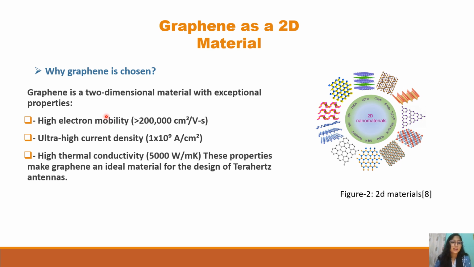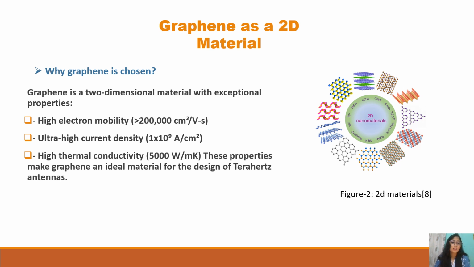Here we can see that the electron mobility of graphene is greater than 2 lakh square centimeter per volt second. And the ultra high current density, a current density of 1 into 10 to the power 9 ampere per centimeter square, indicates the material can support very high levels of current over a small cross sectional area, which is crucial for high power and high performance applications.